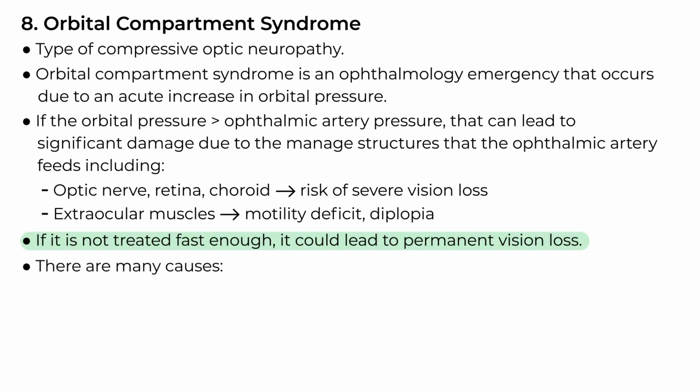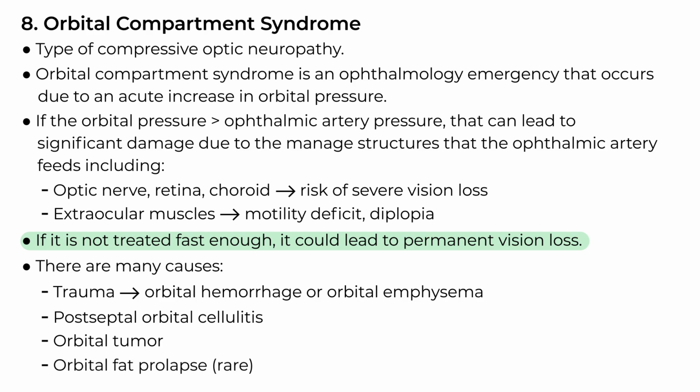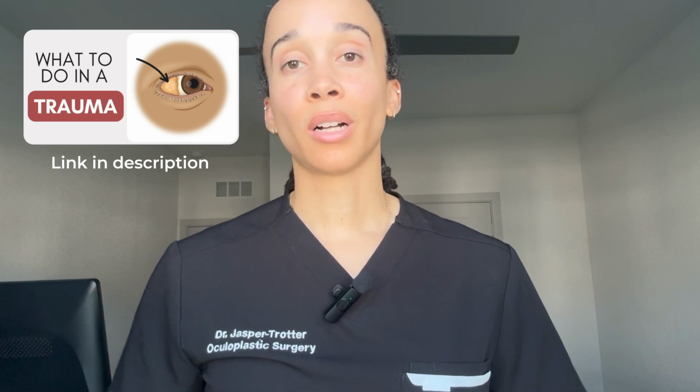There are many causes, but some to highlight: trauma that leads to orbital hemorrhage or orbital emphysema, postseptal orbital cellulitis, orbital tumor, and rarely orbital fat prolapse. I did a video on how to manage orbital fat prolapse in trauma, and I talk a lot more about how it could lead to orbital compartment syndrome, so be sure to check it out. I'll leave a link down below.